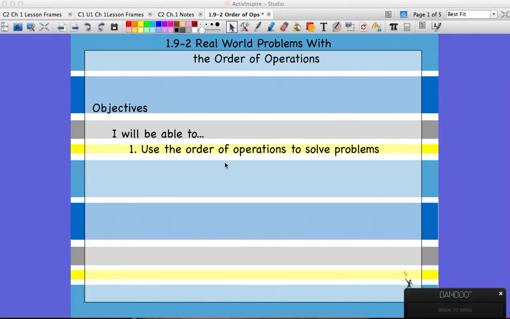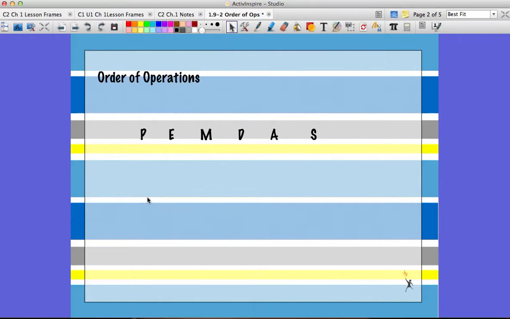Welcome to Lesson 1-9, Part 2, Real-World Problems with the Order of Operations. Today we're going to talk about how to use the order of operations to solve problems. So instead of just giving a student an expression, I'm going to give you a word problem, and you're going to put together an expression and use the order of operations to solve. So we're taking this one step further.